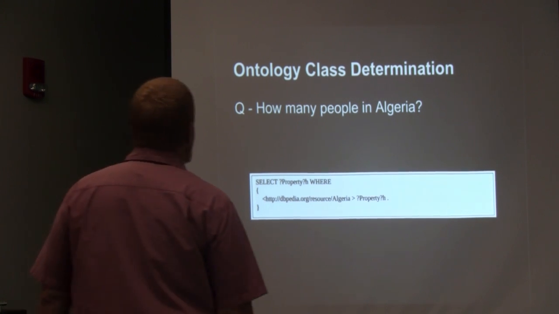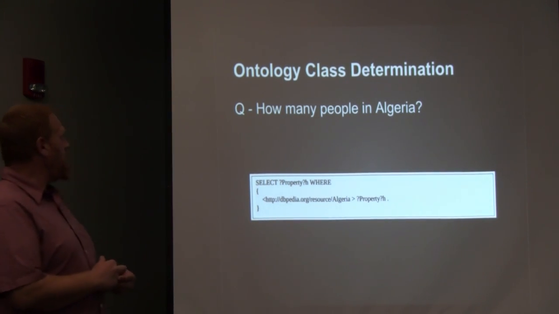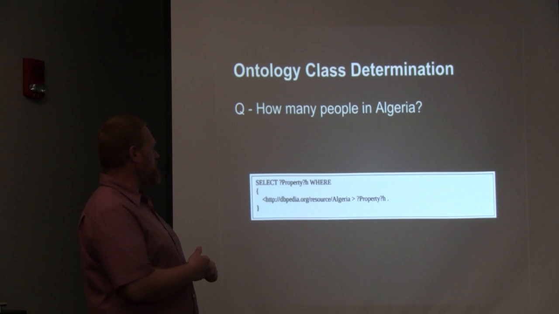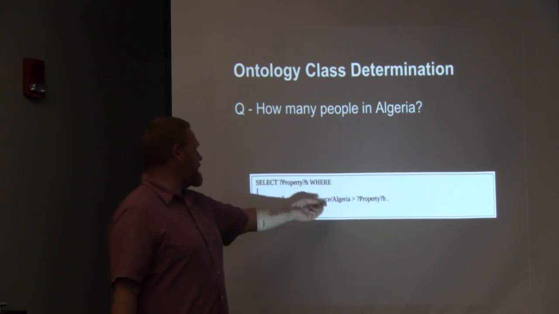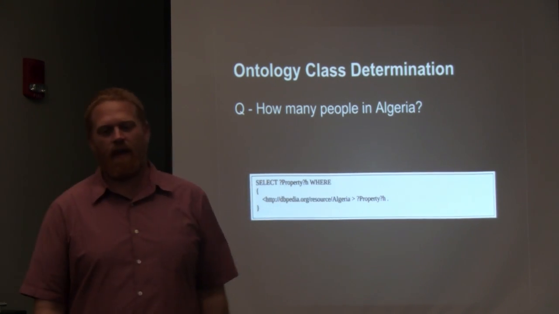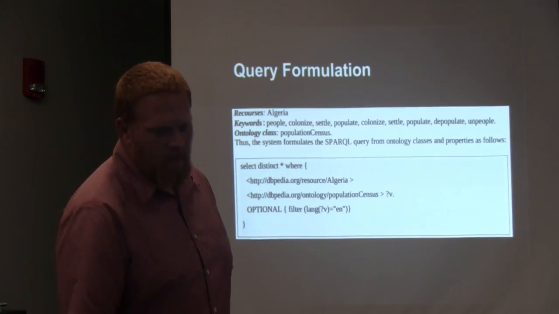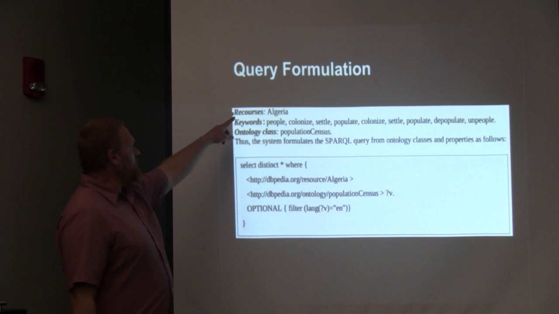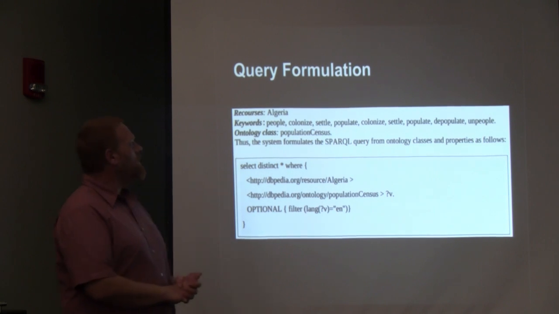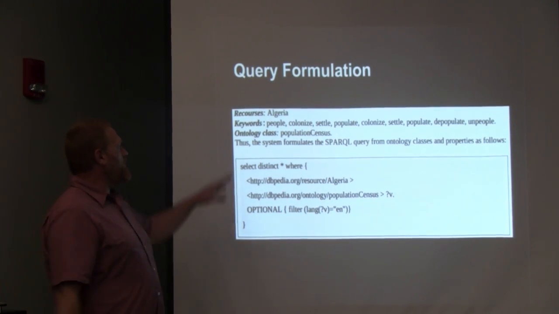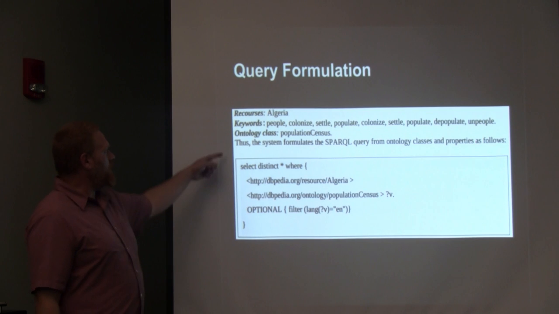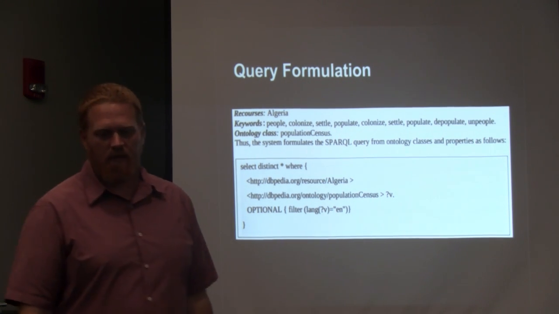So this is an example of how the ontology class is determined. We have: how many people in Algeria? So we go through the query processing, and we know we need Algeria. We don't know, though, what properties Algeria has. The keywords are people, colonize, settle, populate, depopulate. And so from that, we can determine the ontology class, population, census, and then generate the SPARQL query based on the ontology class and the keywords that were presented in the query.